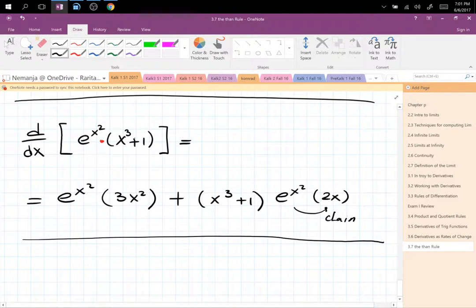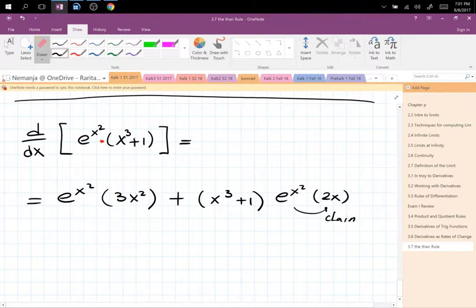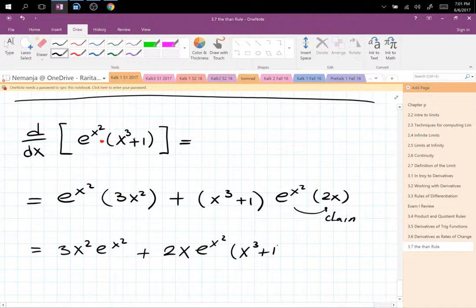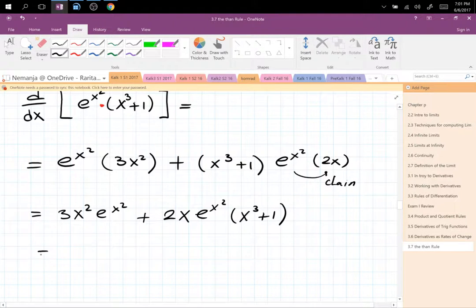Oh, I did not factor and do the rest. Hold on, one more. So we have 3x squared e to the x squared plus 2x e to the x squared times x cubed plus 1. What can I factor? I can factor x e to the x squared, leaving me with 3x plus 2x cubed plus 1.